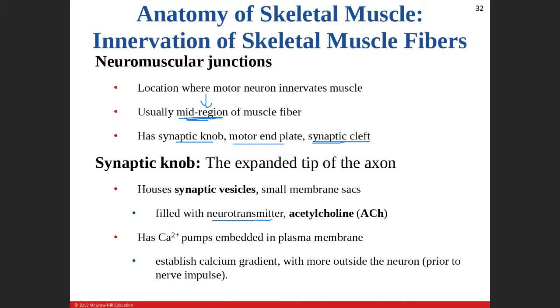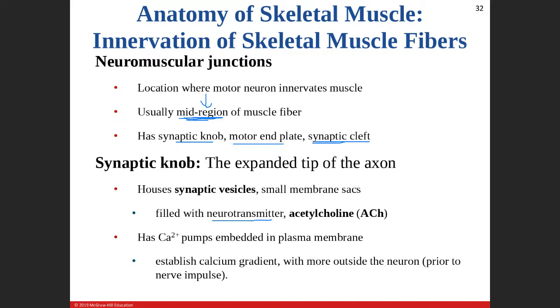And they're pumping out calcium. They're keeping it out of the synaptic knob. So therefore, they are creating that concentration gradient. A concentration gradient, again, is an area where there's a high concentration of something and a low concentration of something, a difference in concentration of chemicals, substances, okay?